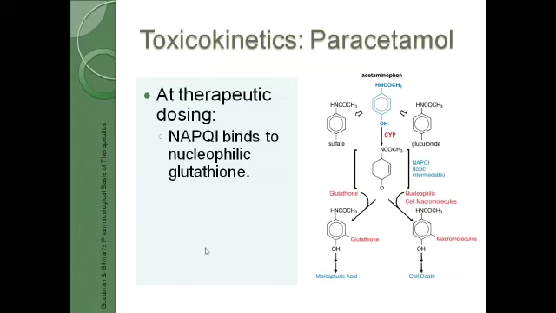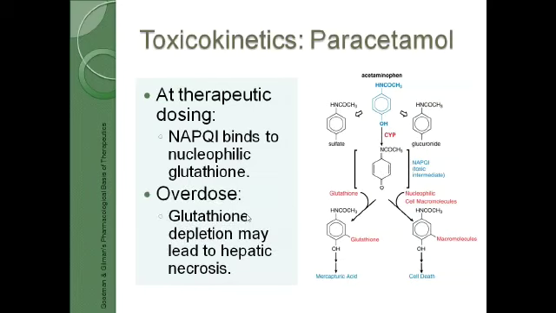So, paracetamol example. Paracetamol at therapeutic doses can be metabolized through various pathways. You see, it can be conjugated with sulfate or glucuronate, and if there is enough glutathione, this toxic metabolite, NAPQI, is bound by glutathione and no toxicity will occur.